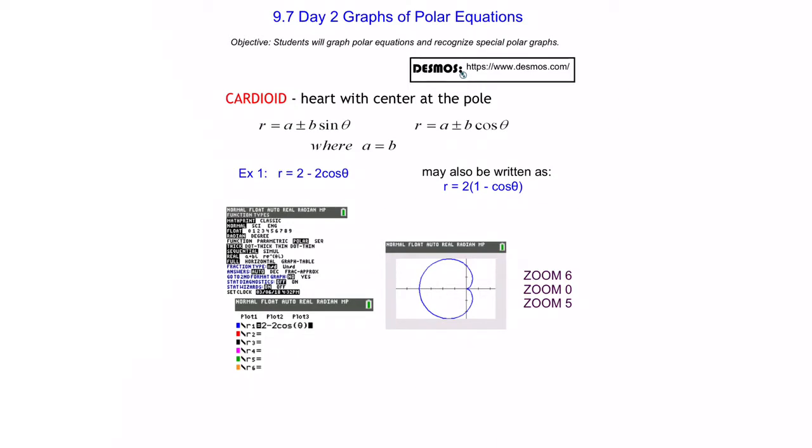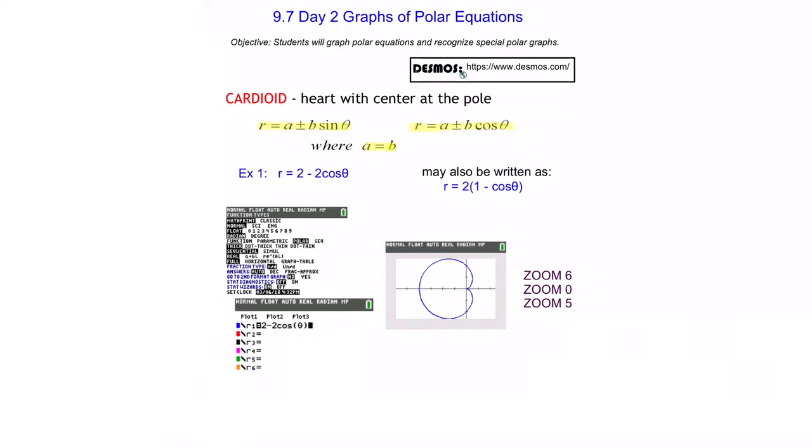First one we're going to look at is a cardioid. A cardioid is a heart with the center at the pole. So the equations are written as r equals a plus or minus b sine theta, and r equals a plus or minus b cosine of theta. The key here is that a must equal b for this to be a cardioid. So the first example is r equals 2 minus 2 cosine of theta.